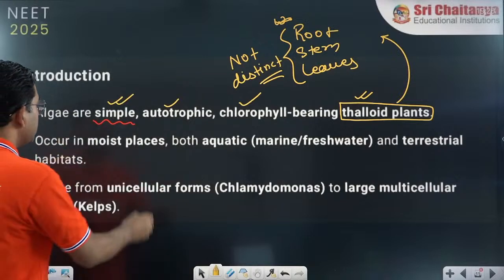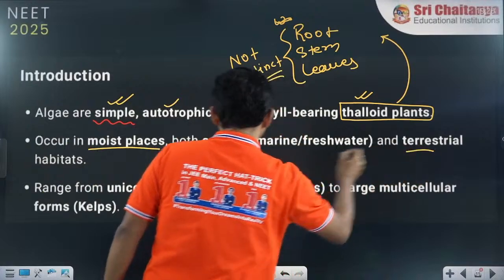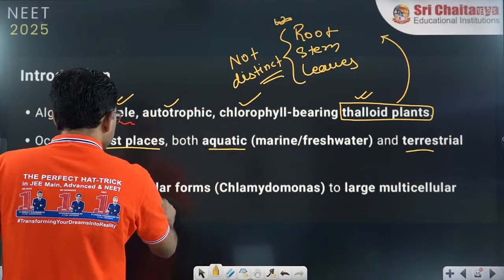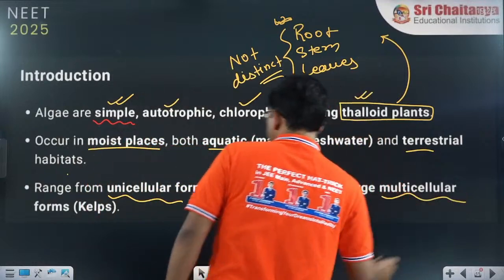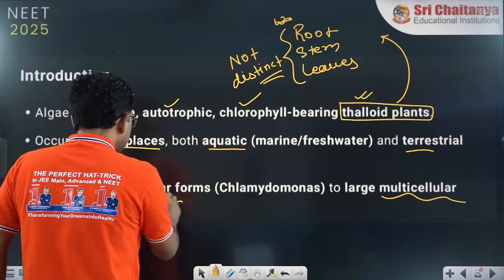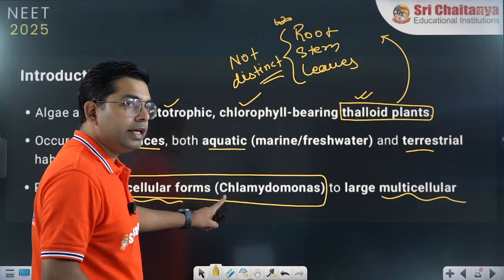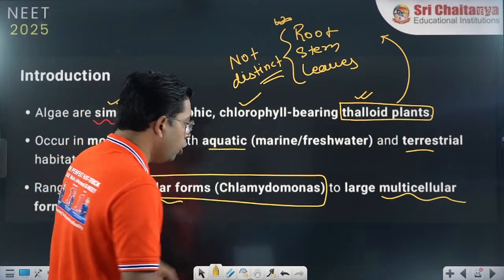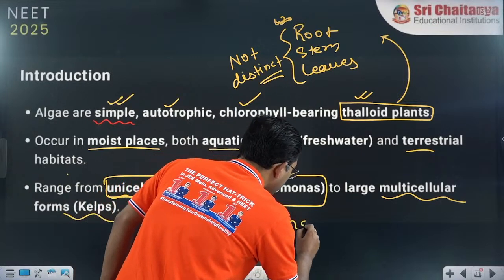Next, it occurs in moist places, aquatic and terrestrial both. It can be unicellular or it can be multicellular. Now here, if you read NCERT, they have mentioned Chlamydomonas, but remember these unicellular eukaryotes will be a part of which kingdom? Kingdom Protista.